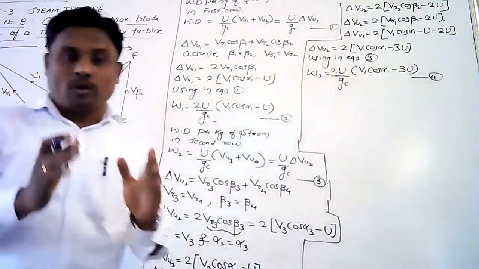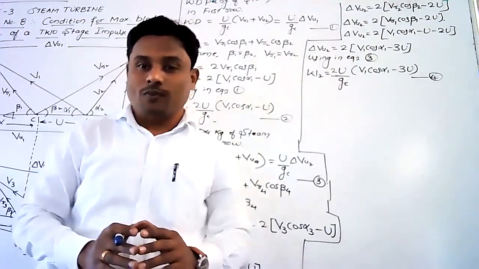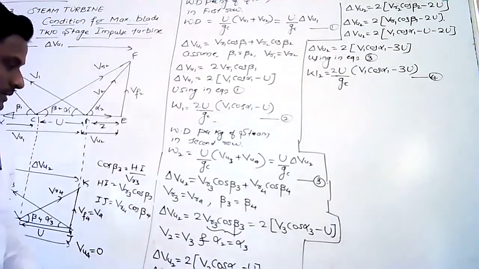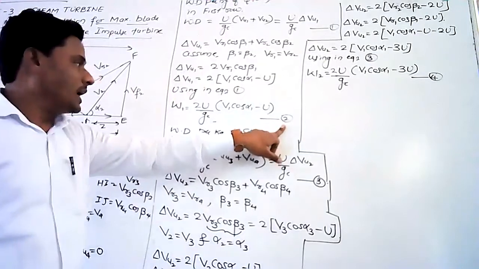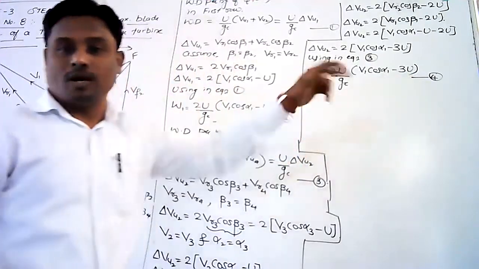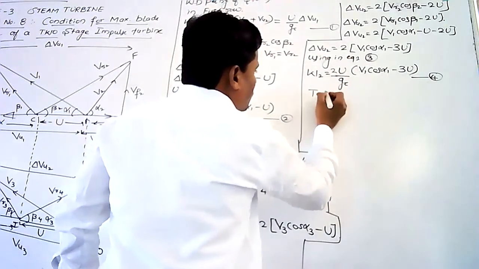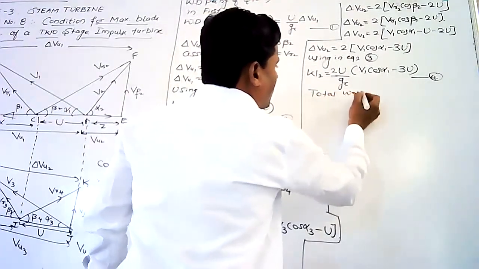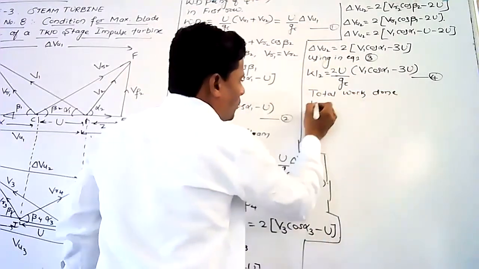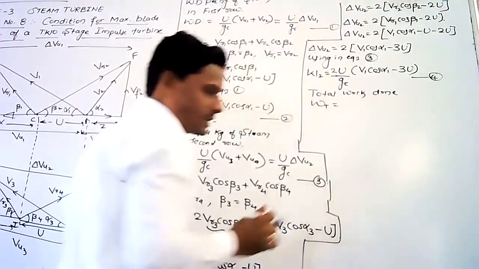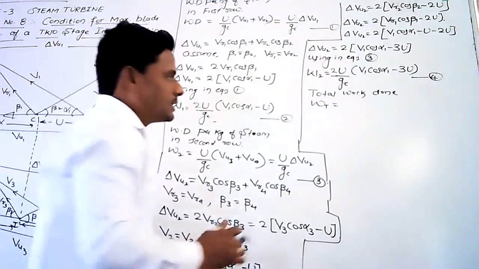In order to get the total work obtained from both the stages, we have to add equation number 2 and equation number 4. Write down total work done by the runner, that is WT, which is nothing but the total work done by the runner per kg of steam, that is W1 plus W2.